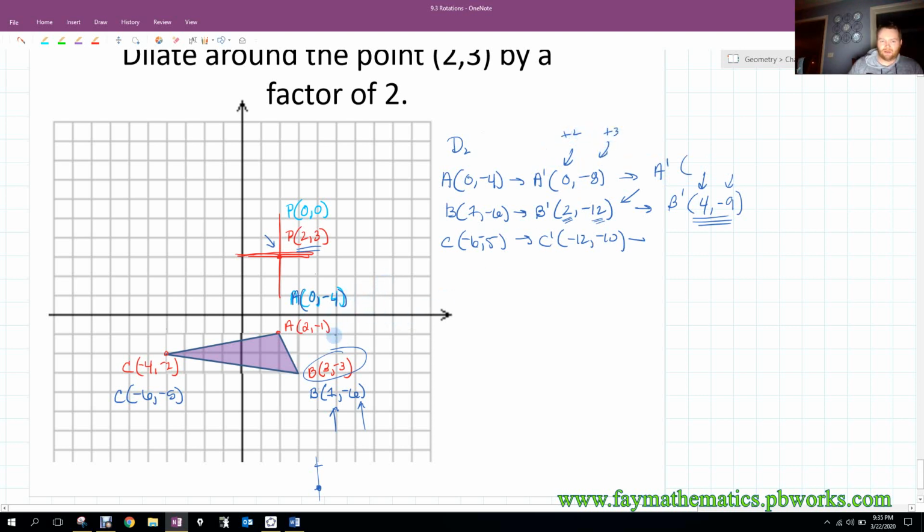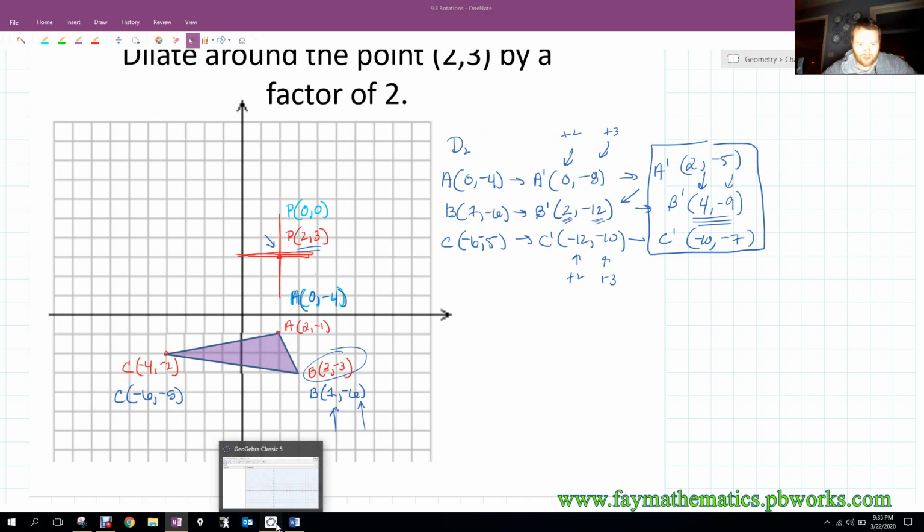Basically, and this is the same thing we did with rotations, you're going to add back in whatever you removed. So I'm going to add back in 2, so it gives me 2. And I'll add back in 3, so it gives me negative 5. And then C prime, add back in 2, so it would be negative 10. And then add back in 3, so it gives you negative 7. This then is going to be the image that we get when we dilate this thing around the point 2, 3.